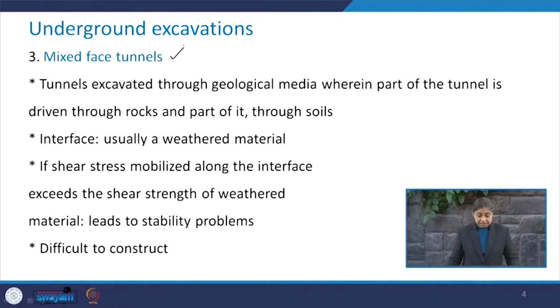So these pictures are giving you the idea of where all this terminology and knowledge that we are going to discuss in some of the subsequent classes are going to be useful. Then you have the third one, which is the mixed phase tunnels.